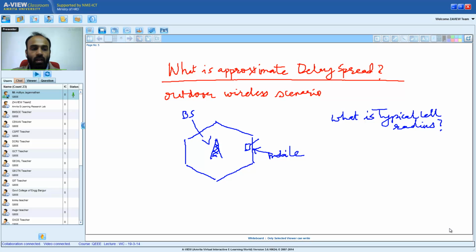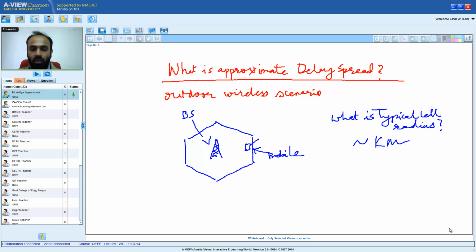Yeah, getting the correct answer from SGGI SIT. It's typically a few kilometers, right? About 5 kilometers, about 5 to 10 kilometers or something. Typically, it is of the order of kilometers. Conventionally, cellular radii are approximately of the order of kilometers.